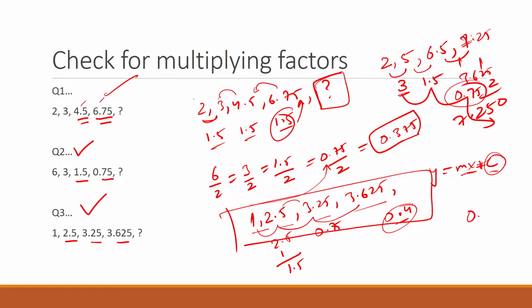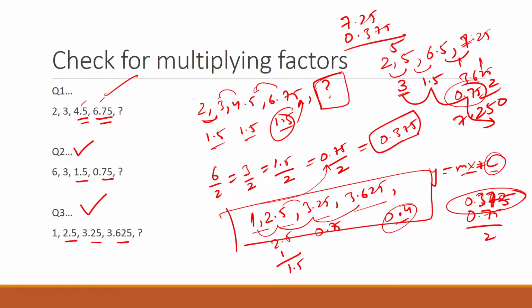Half of 0.75 would be 0.375. So 0.375 is the number that comes up here. And now we add this number to 7.25. So 7.25 plus 0.375: 5 plus 7 is 12, then 3, 4, 5, 6, and 7.625.